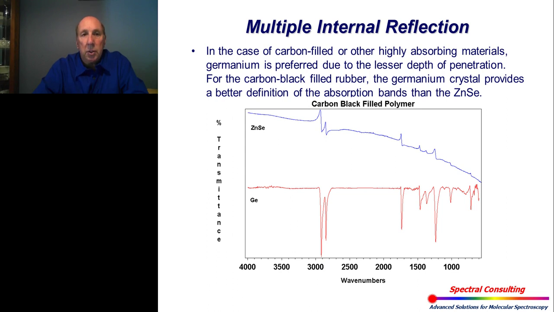So here we have a case where we're going to need to go to the germanium. So we have this carbon black filled polymer. Carbon black is extremely absorbing. And so with the greater depth of penetration for zinc selenide, we're actually getting too much absorption and it's distorting the spectrum. When we move to the germanium crystal, however, the depth of penetration is much, much shorter, on the order of about 0.5 microns to 2 microns. And so we get a much better spectrum that looks somewhat more like a transmission spectrum as we would collect it for that particular sample.